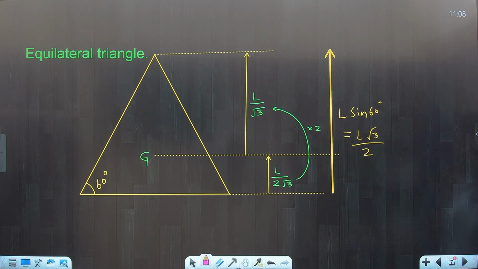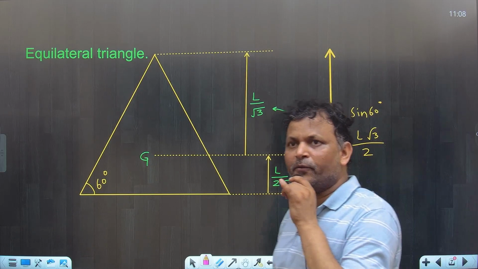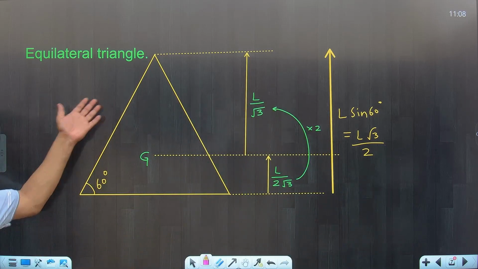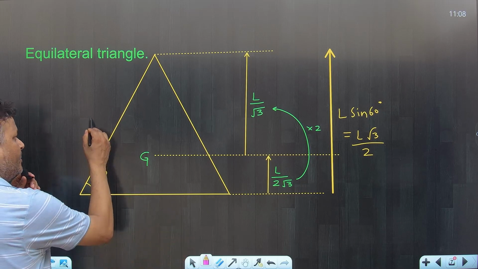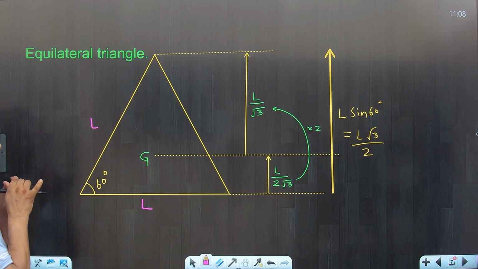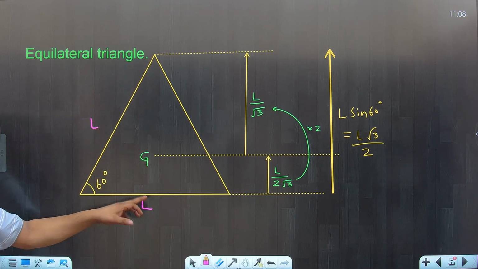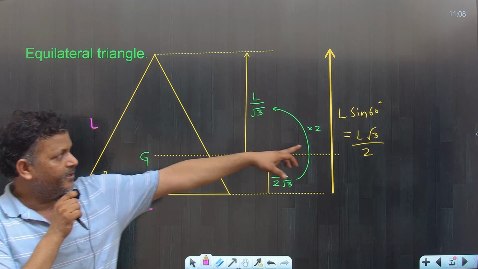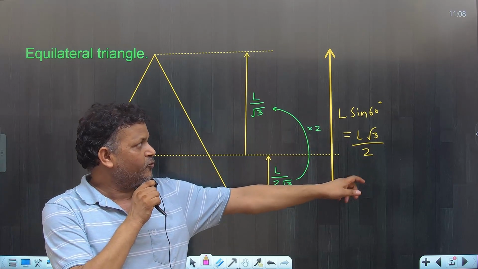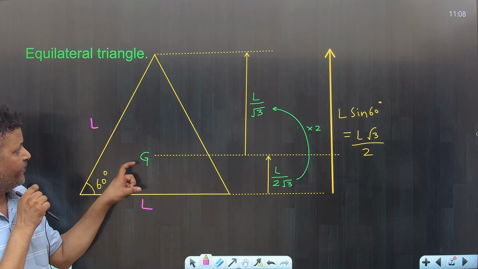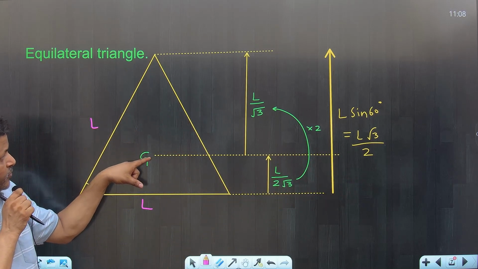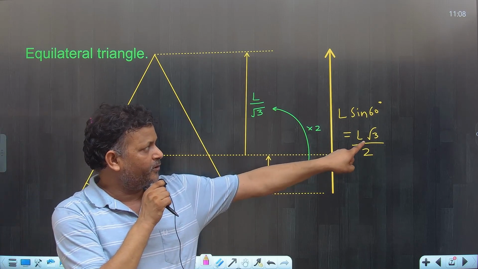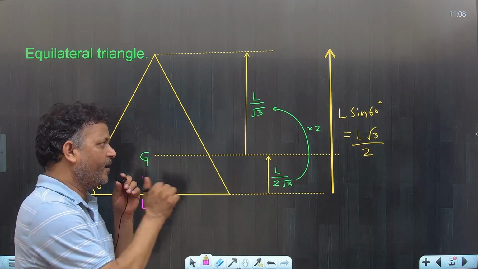Now let us discuss the shape of an equilateral triangle. This is an equilateral triangle of side length L, right? Obviously, the height of this triangle is L sin 60 using trigonometry, that is L root 3 by 2. As you know, the distance of the centroid from a side is h by 3. So when you take 1/3 of this, it comes to L by 2 root 3.